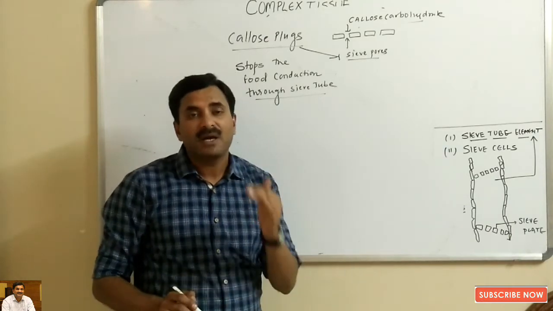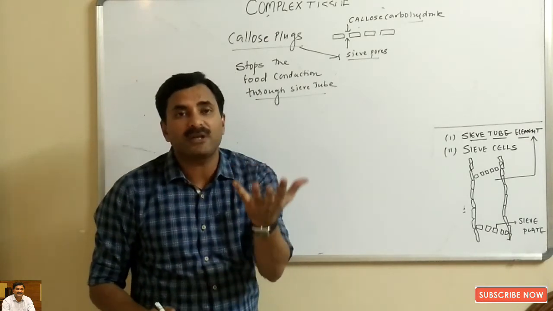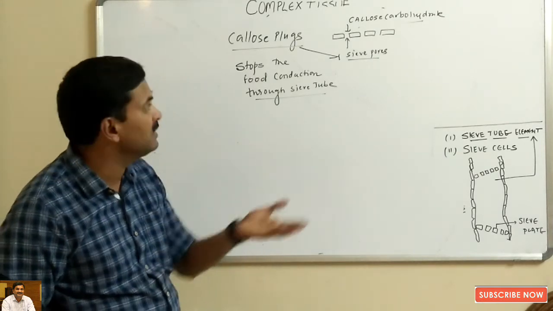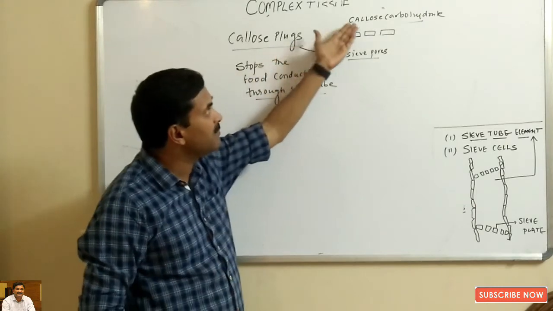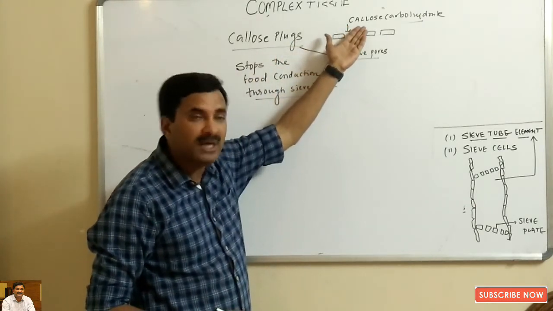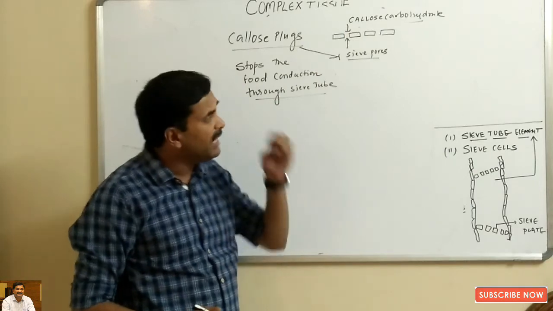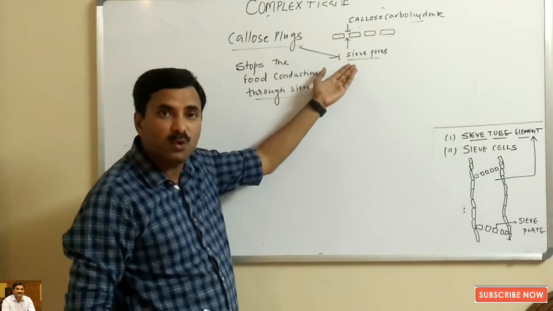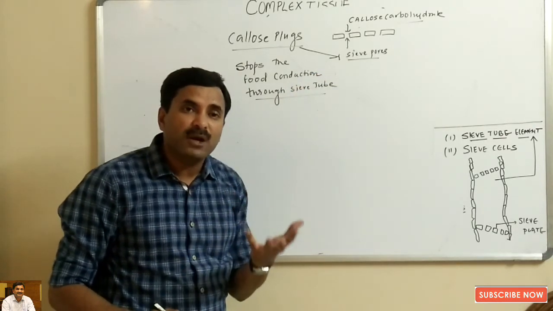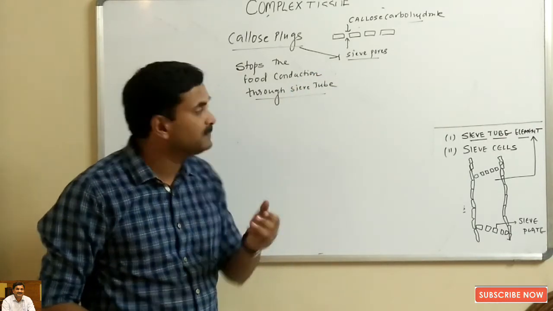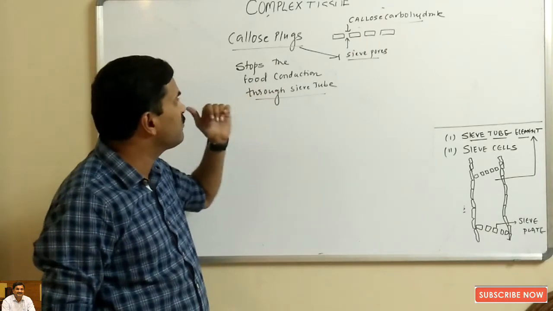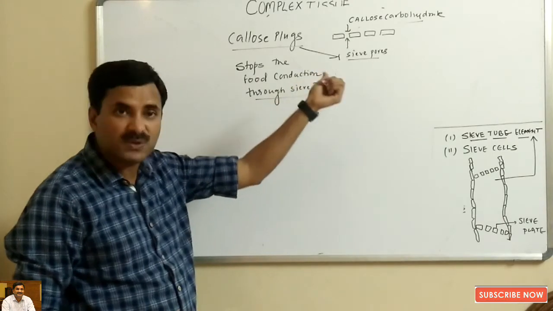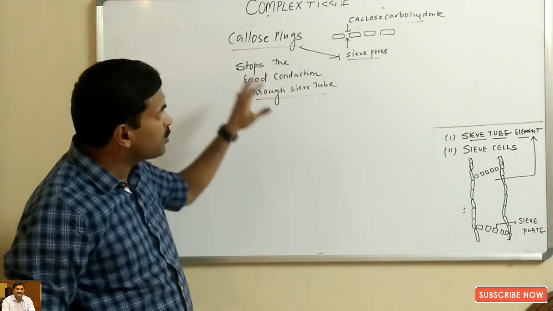But as soon as the winters are over, after winters what happens? Spring season comes, and in spring season the temperature rises. As the temperature rises, these callose plugs, which are made up of the callose carbohydrate, will dissolve, and as soon as the callose dissolves, these sieve pores will become open. Due to the opening of the sieve pores, the water or the food will be easily conducted through these sieve pores. Okay, so you must know about this thing also.